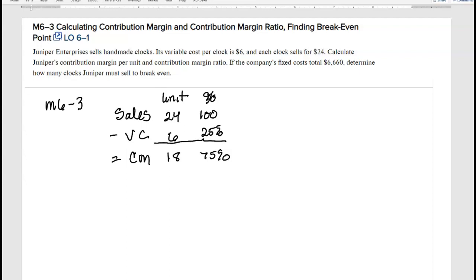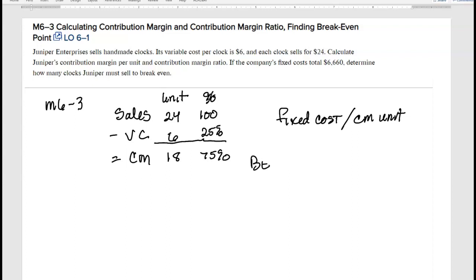The formula to calculate break even is fixed cost divided by, and actually it's not just break even, it's break even per unit, because they said determine how many clocks they must sell to break even. So the fixed cost divided by the contribution margin per unit, because we want a per unit break even.